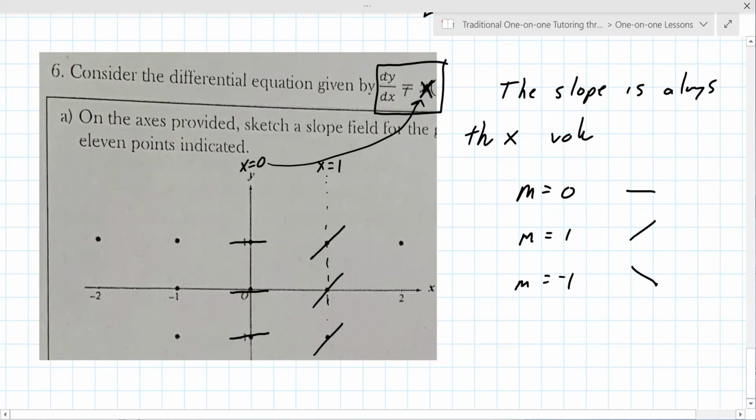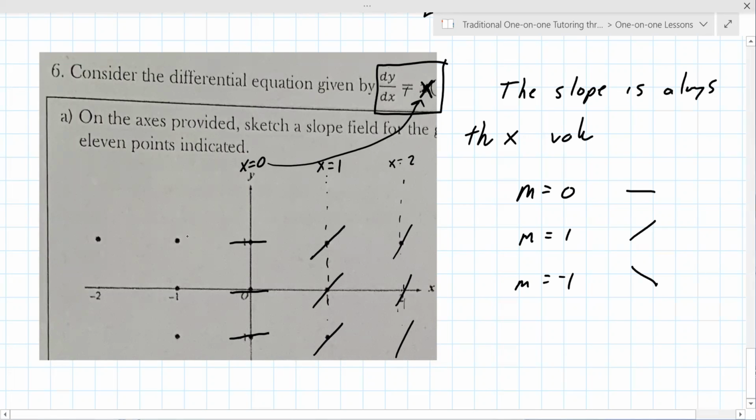Because dy/dx in this problem equals x, the slope is always the x value. So when x equals 2 along here, the slope is now 2. So it's just steeper than these.